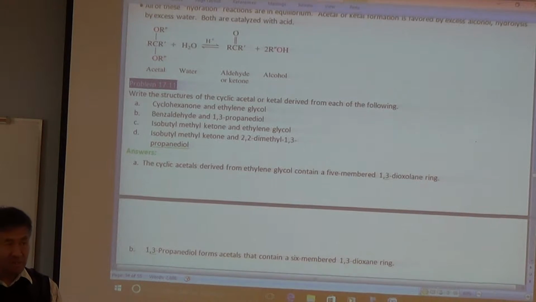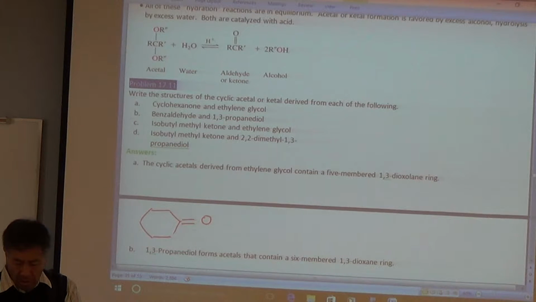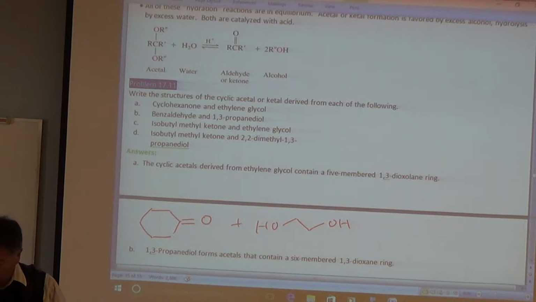Now this problem 17.11 is the first question. You have a cyclohexanone. So you just write out your structure first, your cyclohexanone. And then you have the ethylene glycol. Ethylene glycol has 2 hydroxyl, 2 carbon, right? So if you put these two together, adding some acid, you will produce the acetal.